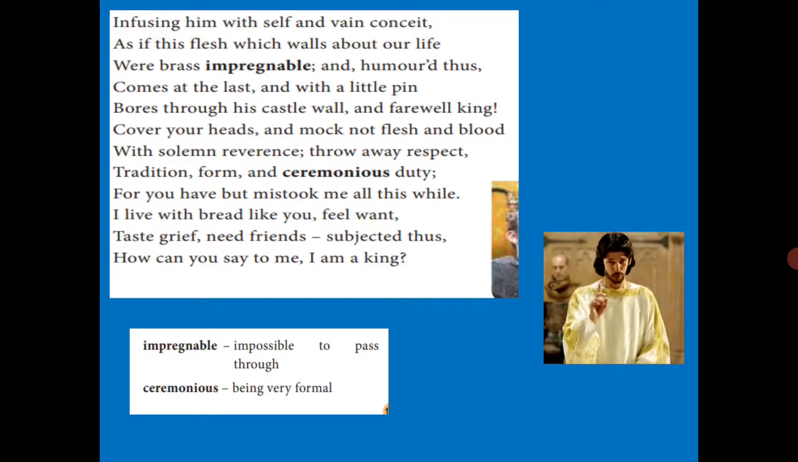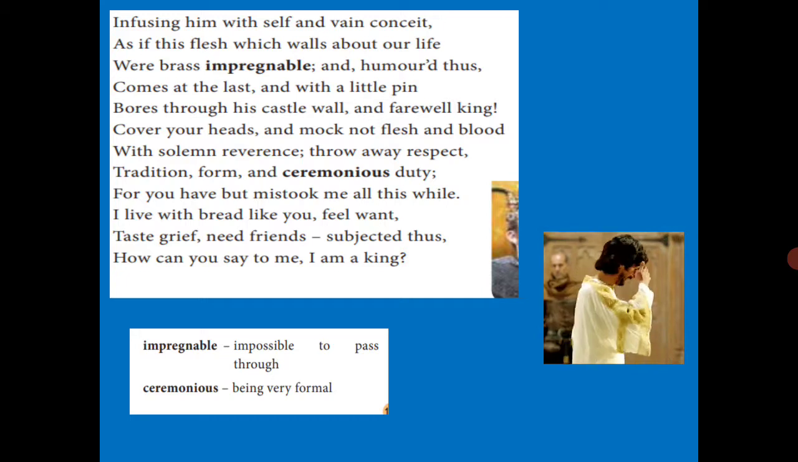Cover your heads and mock not flesh and blood with solemn reverence. Throw away respect, tradition, form, and ceremonious duty.